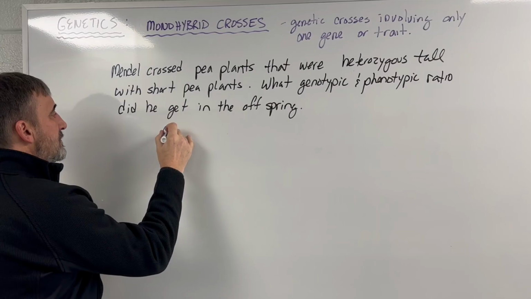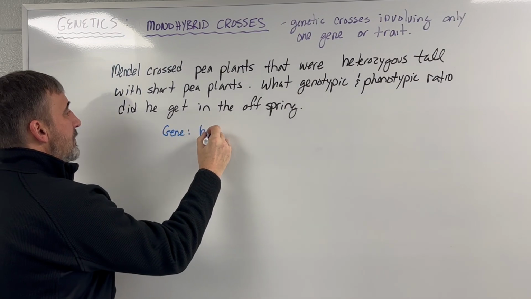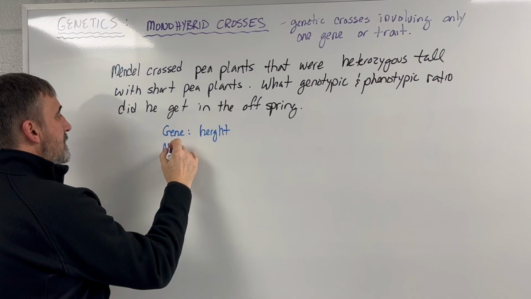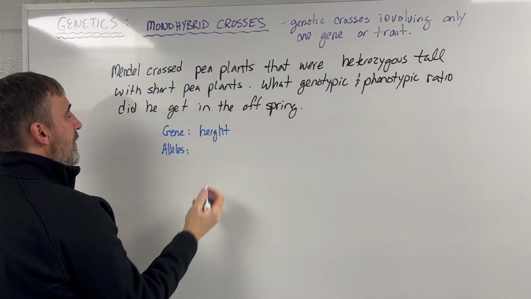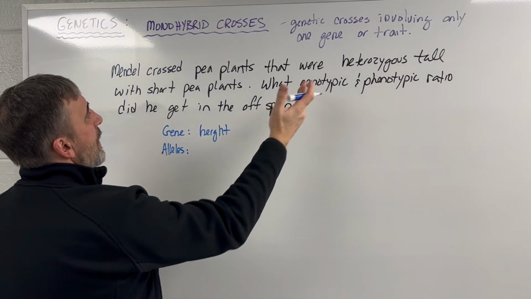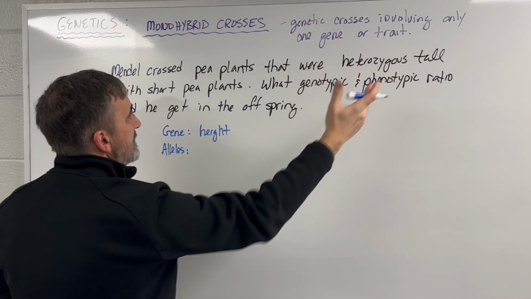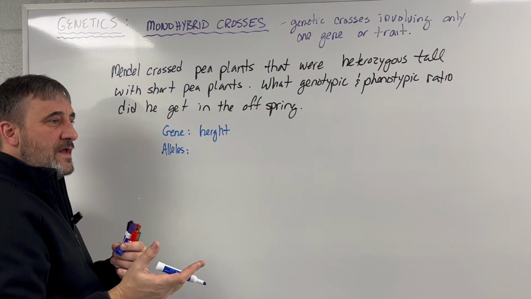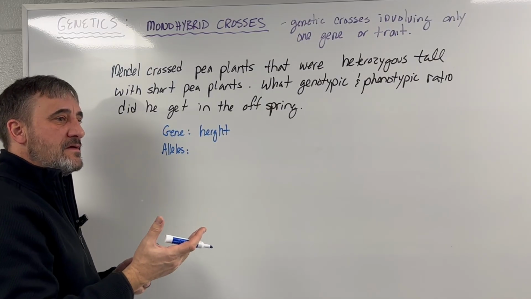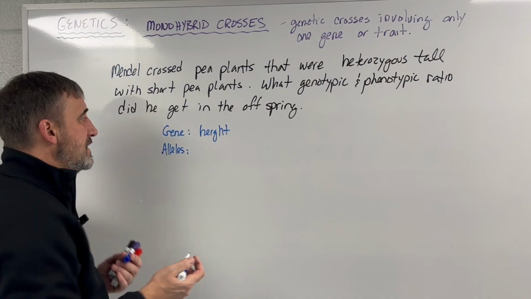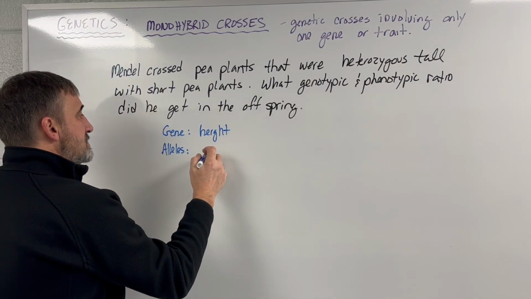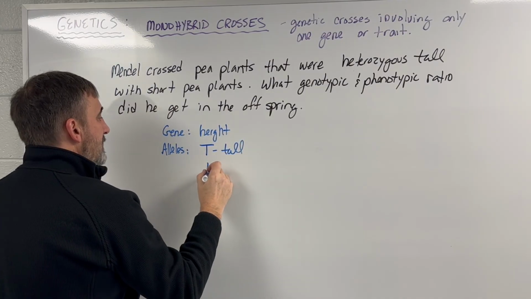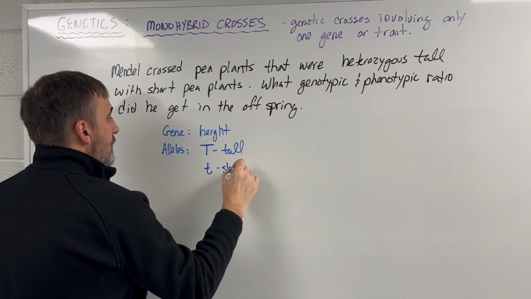Let's make our key. So the gene that we're talking about obviously is height, right? And the alleles that we would have are, it's tall when it's heterozygous. So that means it has two different alleles, and it's going to show the dominant trait if it has those two different alleles. So tall is the trait that it shows. So let's make big T tall and little t short.